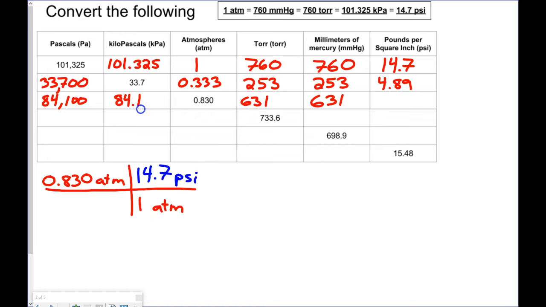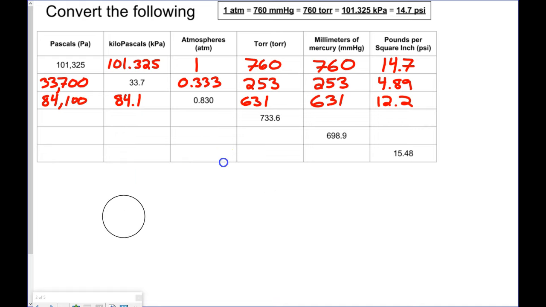Final one, 14.7 psi. Cancel that out. That's going to give me 12.2. Actually, I shouldn't write atmospheres there. That should be psi because I've canceled that out. All right, let's move on to the next one.